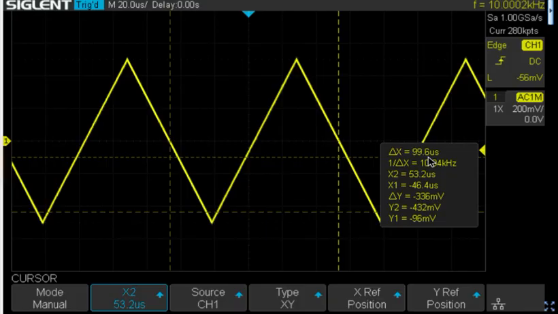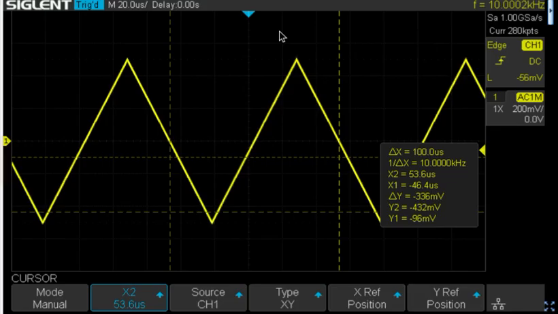If I just... there's exactly 100 microseconds. So that's the pulse width, the period. And this delta x number is just positionally the absolute difference in time between the two x cursors.